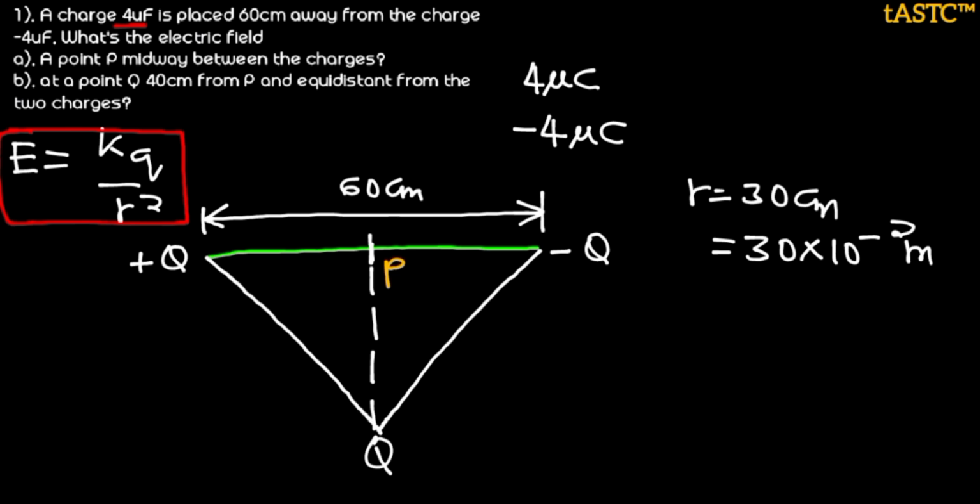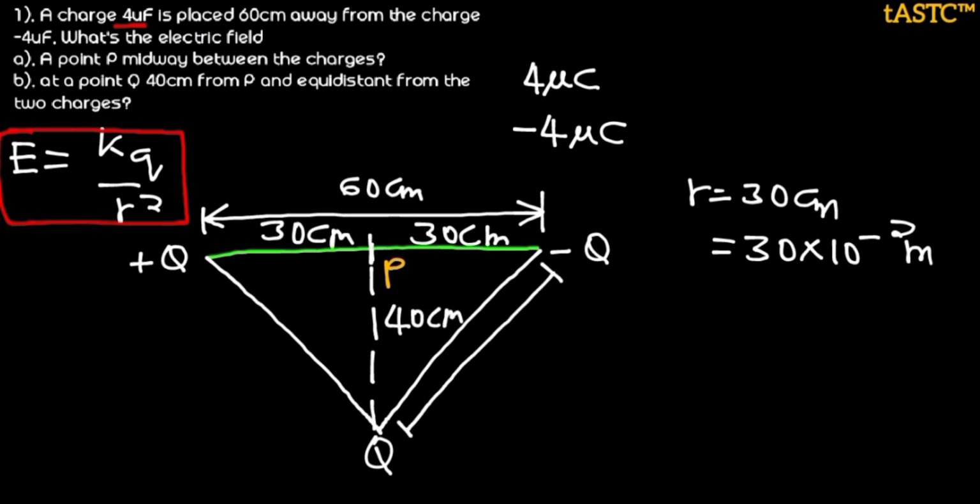So this is what we got. Now we know that this is going to be a 30, so this is a 30 cm. And this is also 30 because we know P is the middle point. And here we got a 40. So what is going to be this distance?